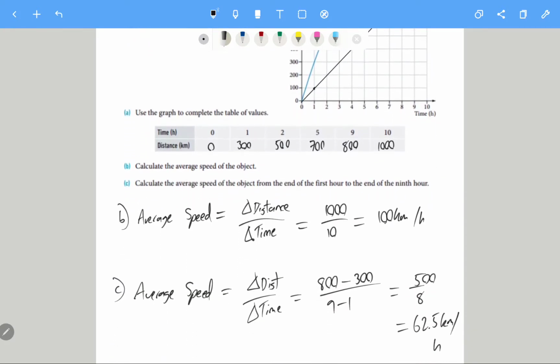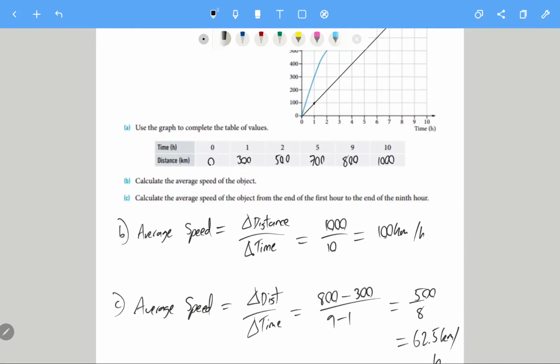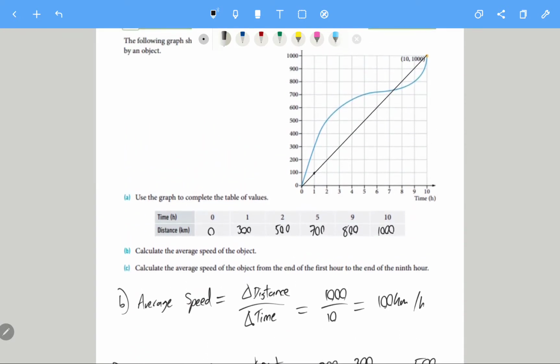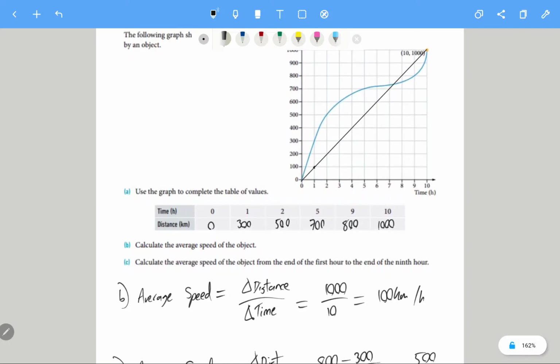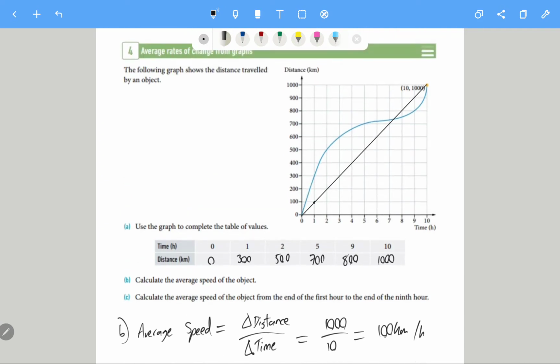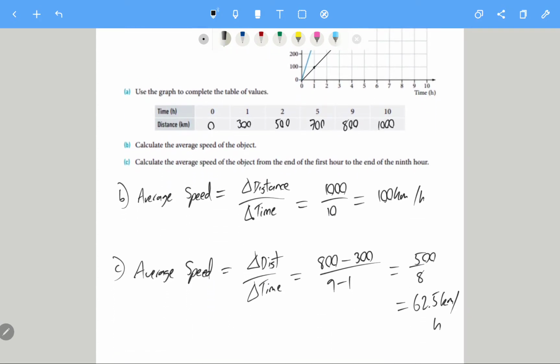So once again, we can see that the average does not tell us the whole story, because for 8 of the hours, we're only going at about 62 kilometers per hour. However, for those other 2 hours, we are blitzing through it. We travelled 300 kilometers in the first hour. That's 300 kilometers per hour. That's quite quick. Hopefully this isn't a car. Otherwise, probably a bit dangerous.